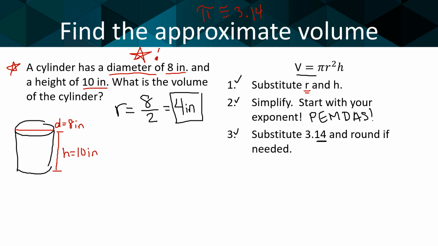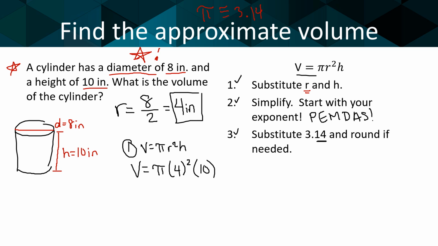All right, so step 1, substitute R and H. So we're going to let R equal 4 and we're going to let H equal 10. Start off with rewriting your formula every time. It helps you memorize it. Pi R squared times H. And then I'm going to replace my R and my H. So I will have volume equals pi times 4 squared. That was a little sloppy. Let me fix that. Squared goes on the outside. And then we're going to multiply that by H, which is 10 inches.